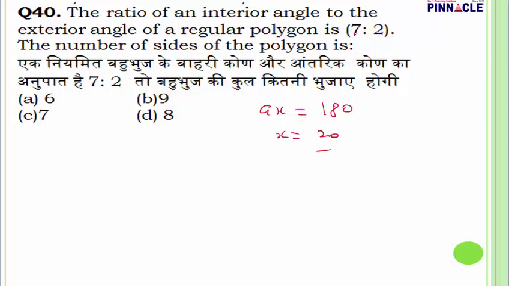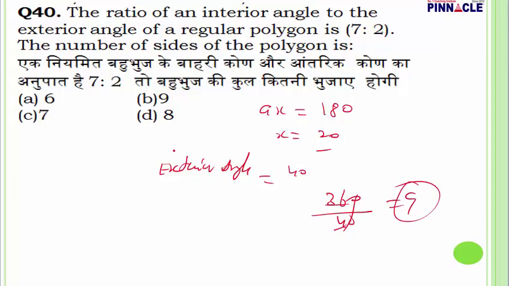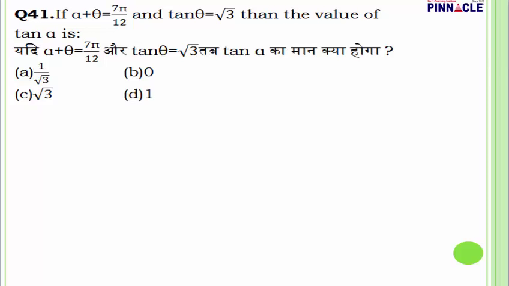So the exterior angle is 40. Number of sides would be equal to 360 divided by the exterior angle. That should be equal to 9. So 9 should be the number of sides. Answer is B. Question number 41.